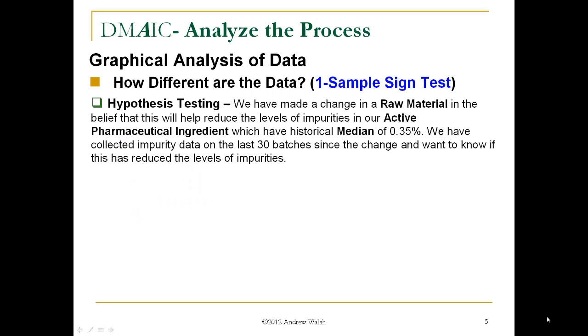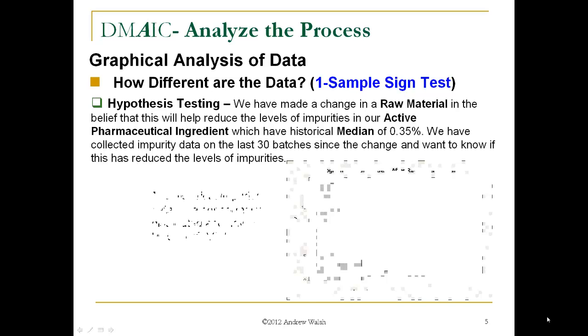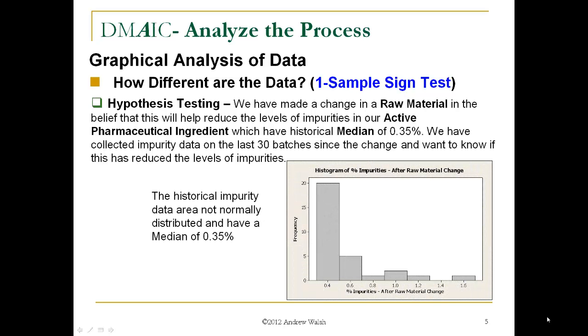So let's assume our hypothesis is, and we'll do a one sample sign test. Our hypothesis is that we have made a change in a raw material in the belief that this will help reduce the levels of impurities in our active pharmaceutical ingredient, which has a historical median of 0.35%. We have collected impurity data on the last 30 batches since the change and want to know if this has reduced the level of impurities. The historical impurity data are not normally distributed and have a median of 0.35%.